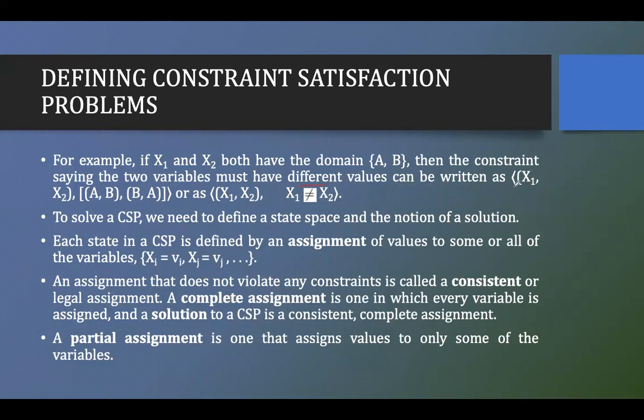So how can we represent it? We can represent it in that way: (x1, x2), which is nothing but the scope, and this is a relation. It says that either x1 will have a and x2 will have b, or x1 will have b and x2 will have a. Or we can write it in that way also: we have a scope, and scope is x1 and x2, whatever the variables we have, and x1 is not equal to x2. So this is a type of relation. So this is scope, this is relation.